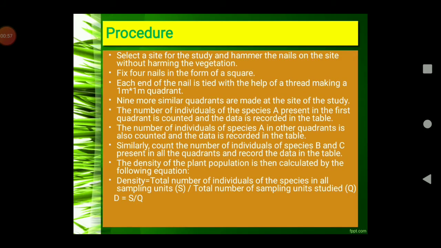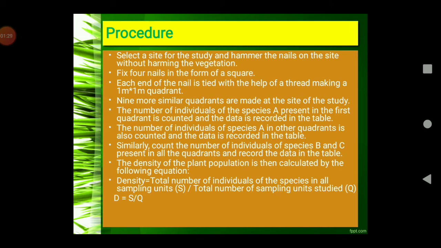The procedure is, we will select a site for the study and hammer the nails on the site without harming the vegetation. We are going to fix 4 nails in the form of a square. Okay, all of you are understanding what I am saying? In a small garden area, we are going to take a small area. Each end of the nail is tied with the help of a thread, making a 1m by 1m quadrat.